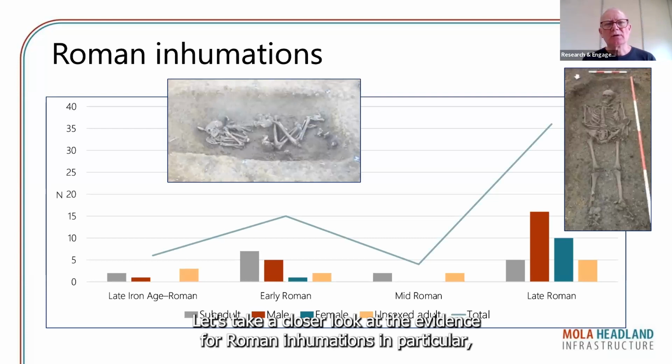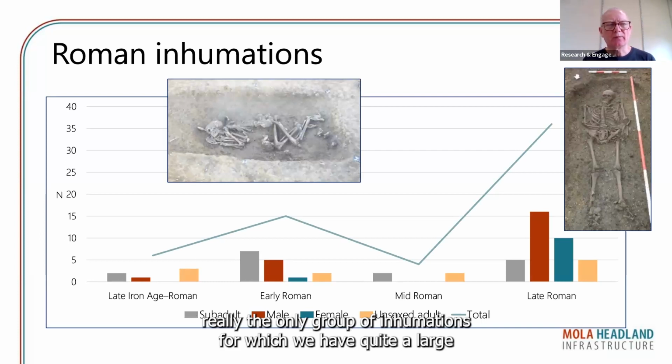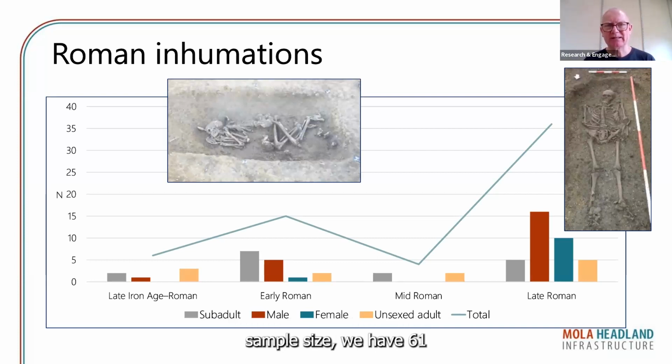Let's take a closer look at the evidence for Roman inhumations in particular, in part because really it's the only group of inhumations for which we have quite a large sample size. We have 61 in total, 45 adults and 16 subadults. And it's interesting to look at these in terms of period. Certainly, as I said before, in the Iron Age, we get very, very few inhumations.